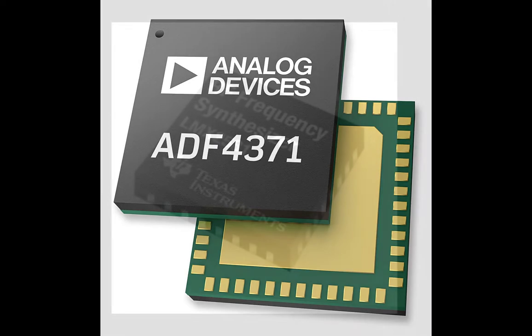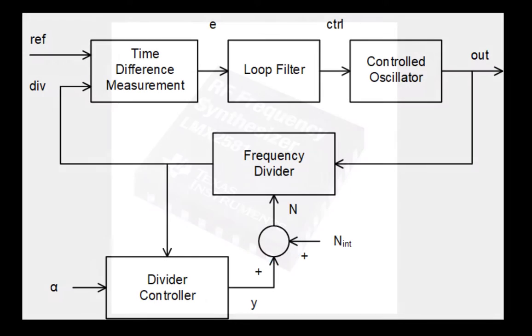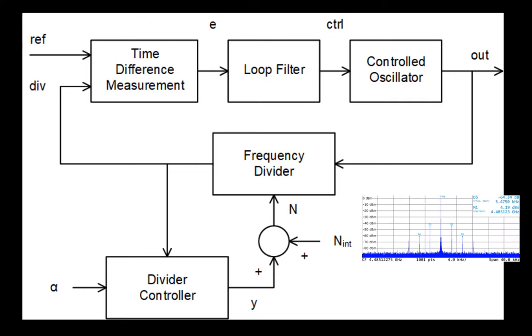Frequency synthesizer chips, such as those made by Analog Devices and Texas Instruments, contain a controlled oscillator that produces the user-defined output frequency. A frequency divider in the feedback path of a phase-lock loop sets the output frequency to a precise multiple of an accurate reference frequency. The quality of the output signal can be visualized in the frequency domain.